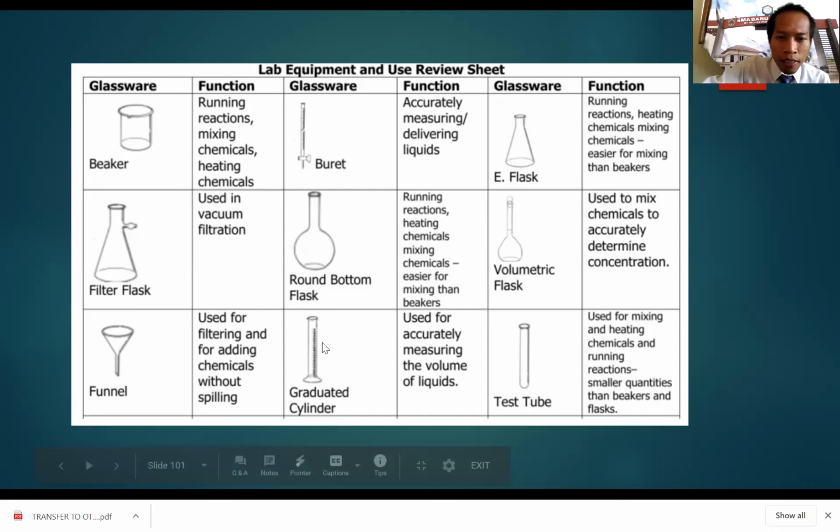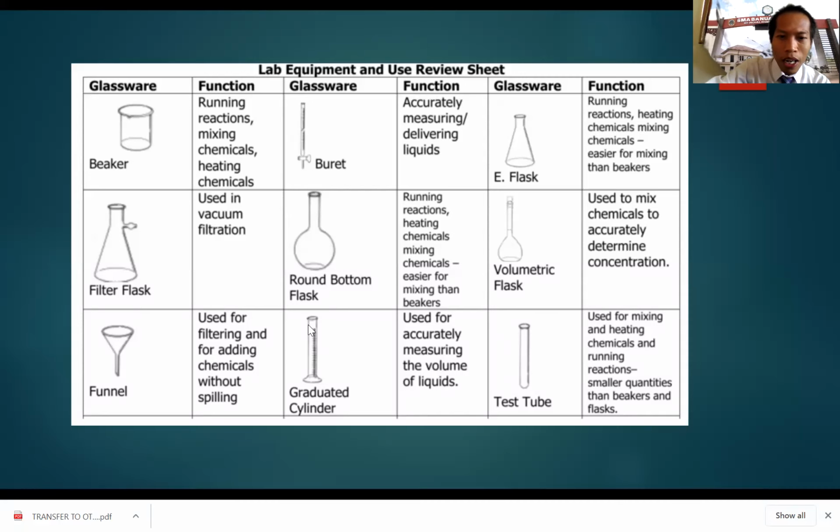And another thing is a graduated cylinder. This graduated cylinder is used for accurately measuring the volume of liquid. It looks like the burette, but the difference is graduated cylinders generally hold a larger amount. In a burette, maybe it's accurate to 1 milliliter, but in a graduated cylinder, maybe it's not really accurate for 1 milliliter, but it will be accurate for 10 milliliter. So if you need a larger amount of liquid, don't use a burette, because you will wait a long time to deliver a larger amount of liquid. But if you are using a graduated cylinder, it will be easier for you.